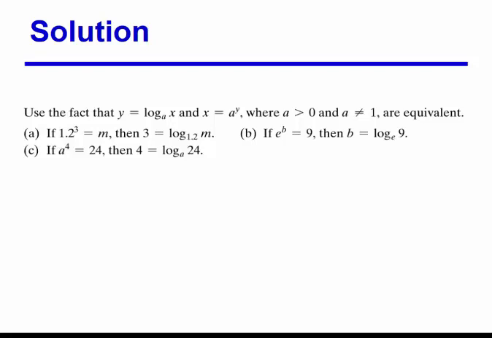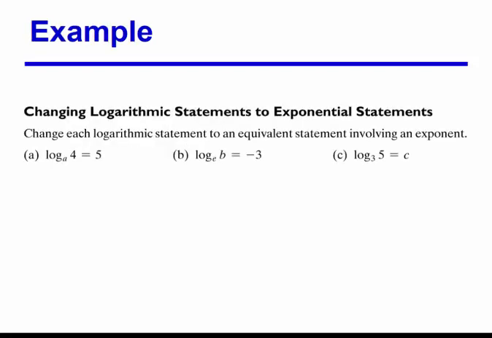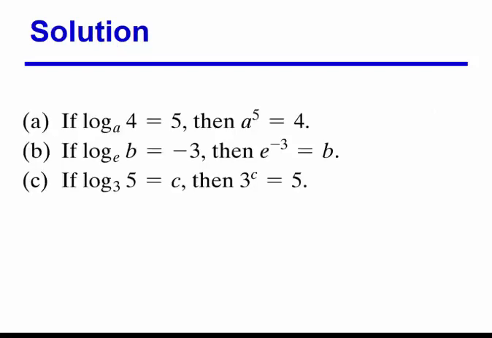Now, if e to the b power is equal to 9, then b is equal to log base e of 9. If a to the fourth power is equal to 24, then 4 is equal to log base a of 24. Now I'm going to change log statements to exponential statements. So the first one, if log base a of 4 is equal to 5, then a to the fifth power is equal to 4. If log base e of b is equal to negative 3, then e raised to the negative 3 is equal to b. If log base 3 of 5 is equal to c, then 3 to the c power is equal to 5.